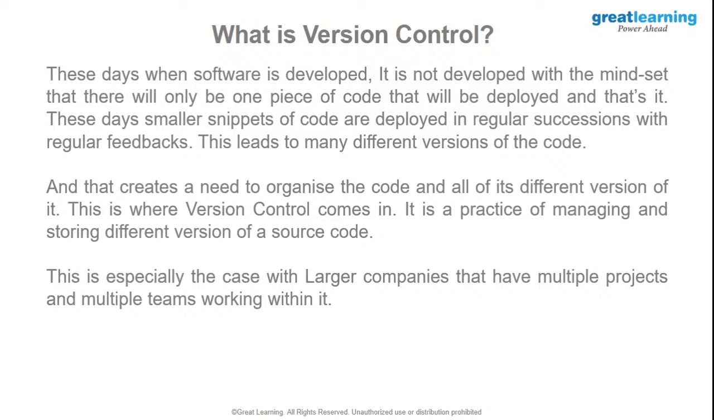So you have to quickly put out code, right? When you have to quickly put out code and you have so many teams putting out so many different versions of the code, how do you handle all of it? That's where you need a version control system to manage all the different versions of the code, right? So version control is basically a practice of managing and storing different versions of source code.